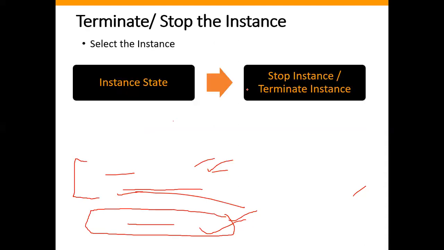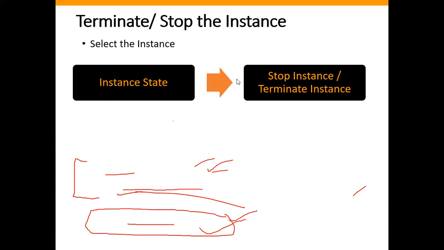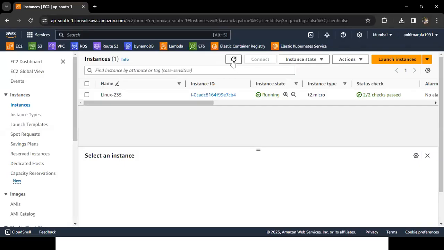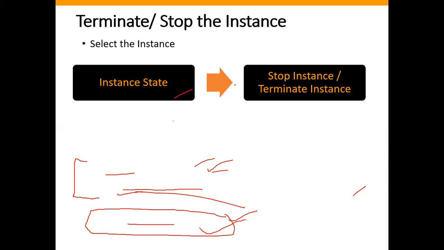So the next thing we need to do here is, after our practice, I don't need this particular Linux machine anymore. So what we can do is delete this machine. How can we delete it? Select the machine, click on instance state, and click on terminate.